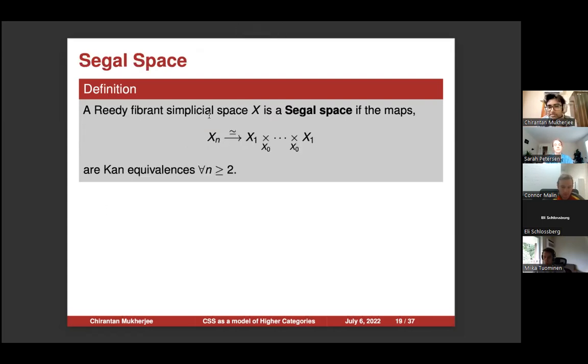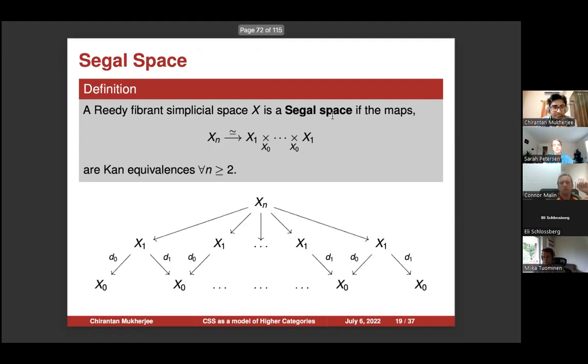If we have a Reedy fibrant simplicial space given to us, then we would say that if X_n can be written as Kan equivalent to the product of n copies of X_1 joined along X_0, then our X is a Segal space. This X_n looks like this, where d_0 and d_1 are the face maps, which take X_1 to its source and target maps respectively. And they are joined along X_0, and this is this interior X_0 here.